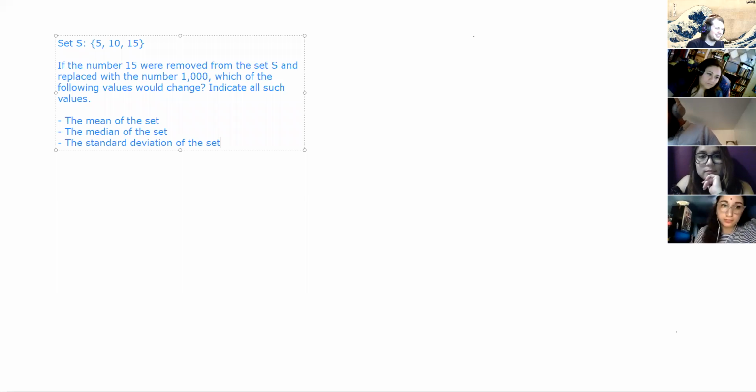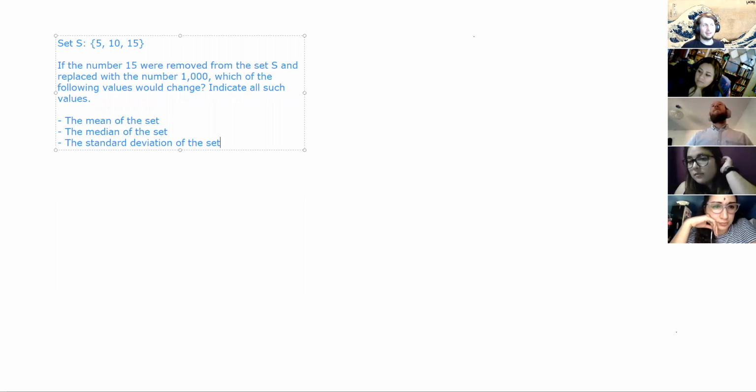All right, so just to recap on that one. The mean of the set, that's the same as the average. You add all the numbers in the set together, divide by the total number of elements in the set, and that gets you your mean or average. And going from 5, 10, 15 to 5, 10, 1000, that's going to change the mean very greatly.